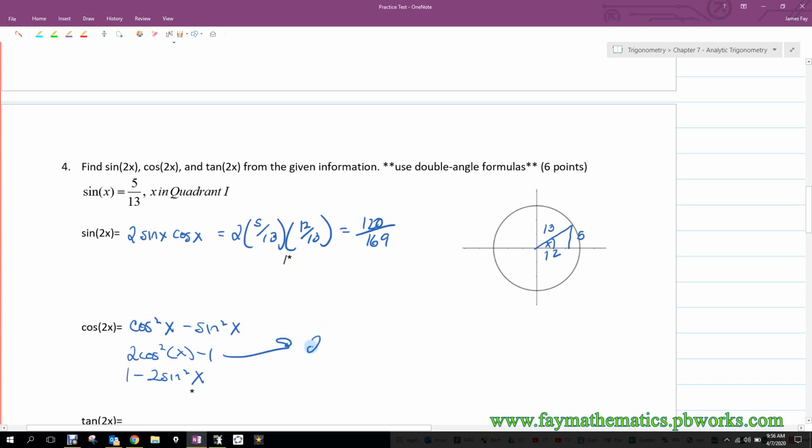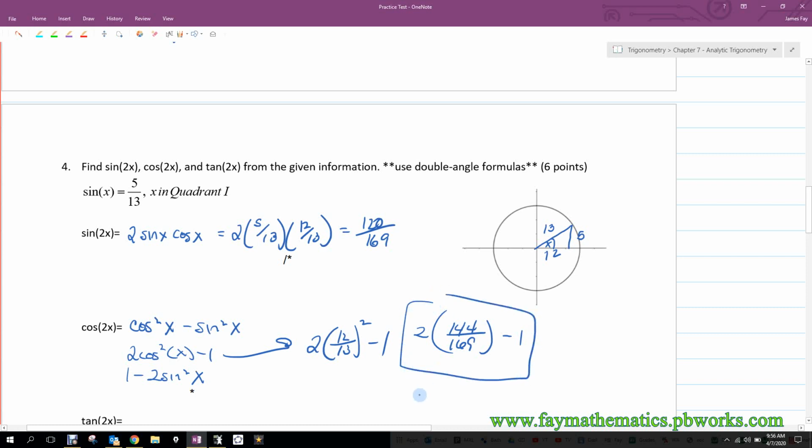So I got 2 cosine is 12/13 squared and minus 1. So I get 144 over 169. Multiply that by 2. Subtract 1. I'll let you finish that math. Shouldn't be too difficult. Or we could do this one where we go 1 minus 2. Now sine would be 5/13 squared. So we get 1 minus 2 times 25 over 169.